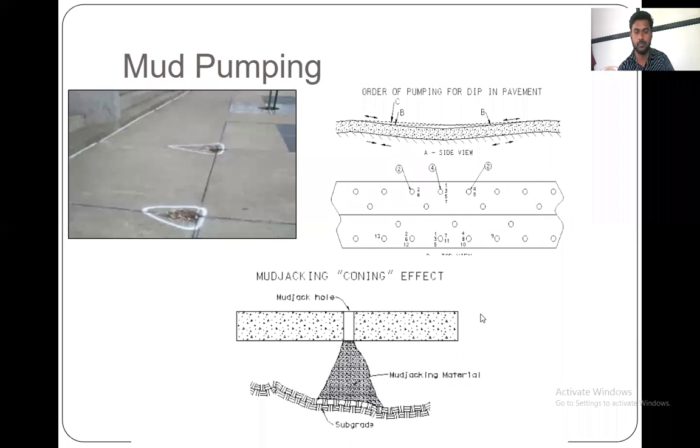Mud pumping. So see here, whatever water comes from the joints will mix with the soil and form the slurry, and when the heavy load travels over that joint, the slurry tries to come out from that joint.